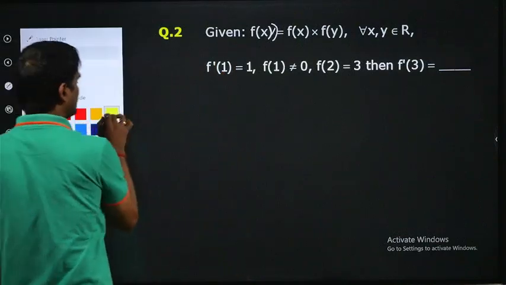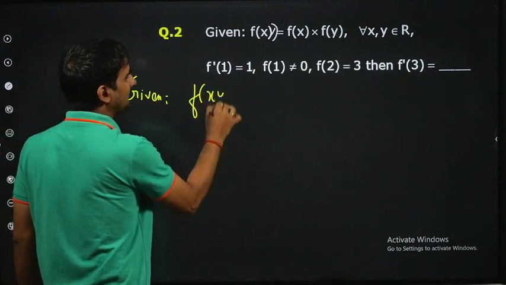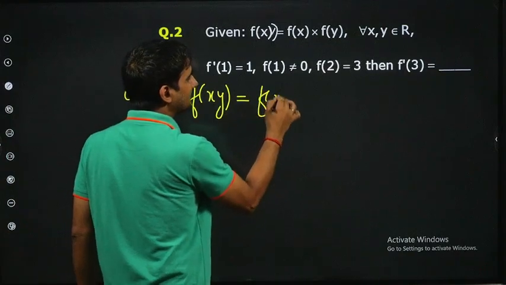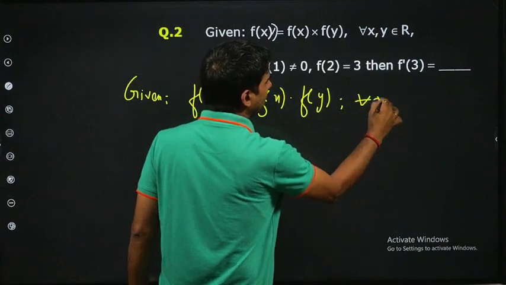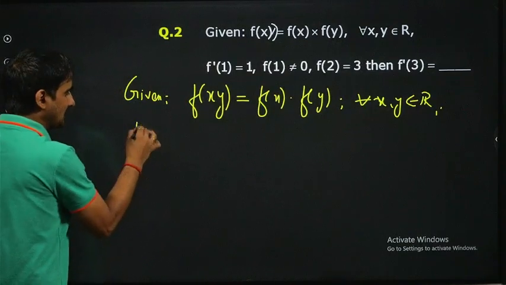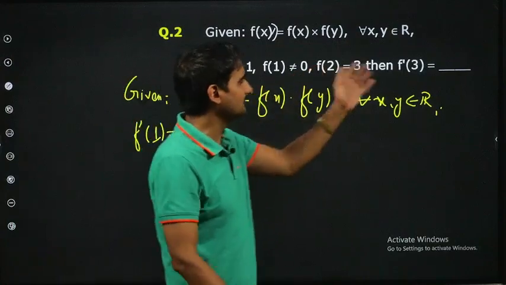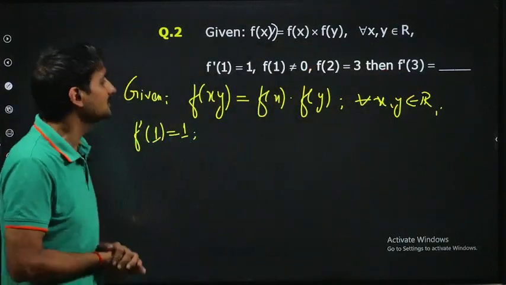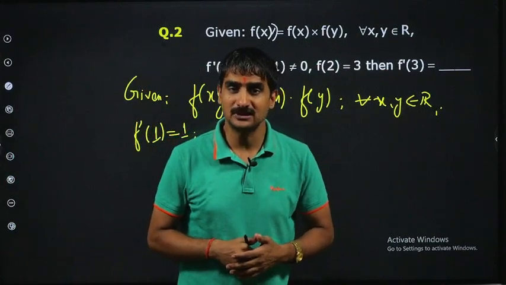What are we given here? We are given that f of x into y, so f of xy is f(x) times f(y), for all x and y belonging to R. And we are given f dash of 1 to be 1, f(1) is not equal to 0, and we have to find out f dash of 3. So that's the question. We have already seen one approach to solving such questions with the help of partial derivative.